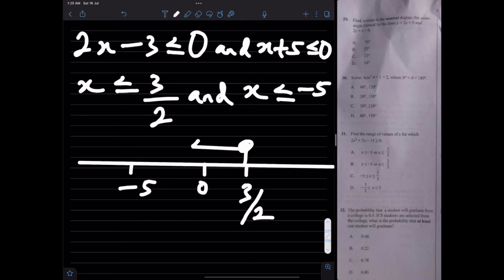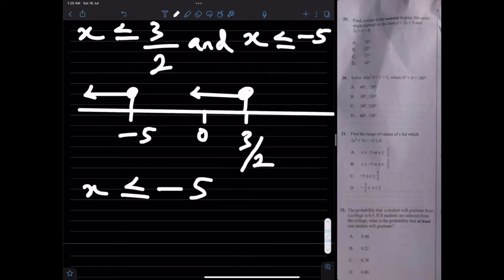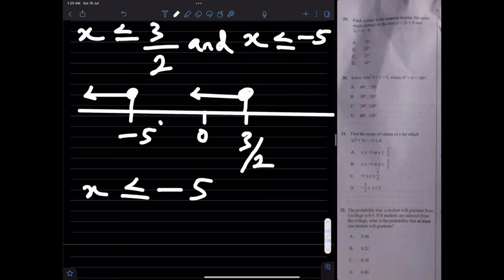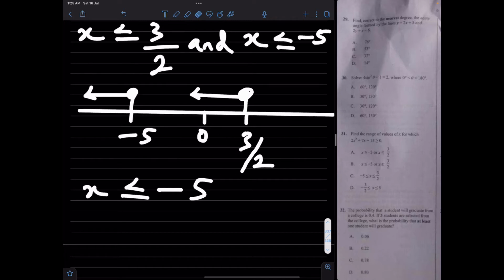This is what represents that. And x less than or equal to minus 5, this is what represents that. So we can simply write the two of them as x less than or equal to minus 5, because we know that any value that is less than or equal to minus 5 is certainly less than 1.5, which is the same as 3 over 2.